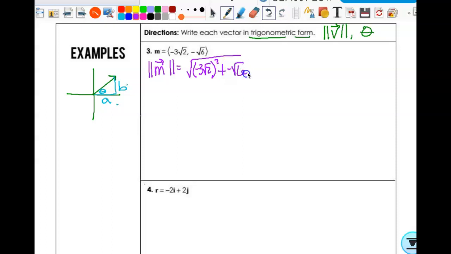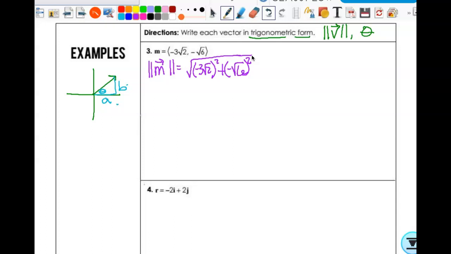Negative square root of 6 squared. Now, when you square it, do the negatives matter? No. But when you write it, they do, because this is what you are doing, and you are showing your process, and it has to match what you're actually doing. The parentheses, do they matter? 100% they do. You don't use those correctly, it's not going to give you the right answer.